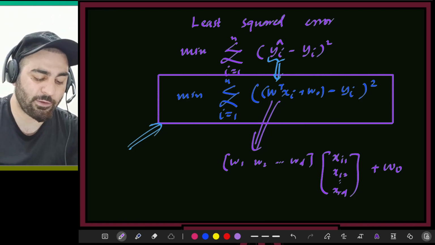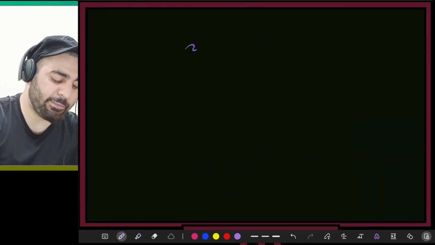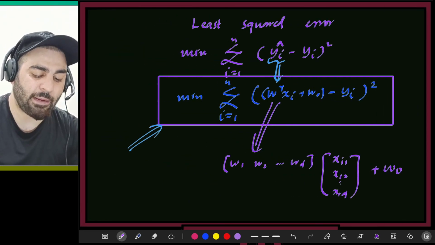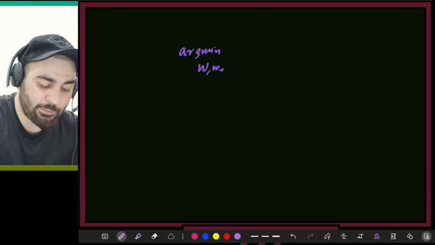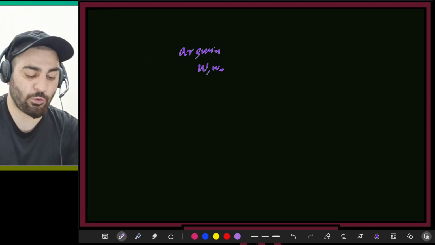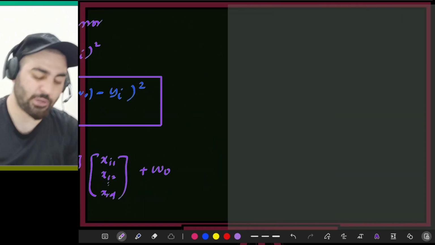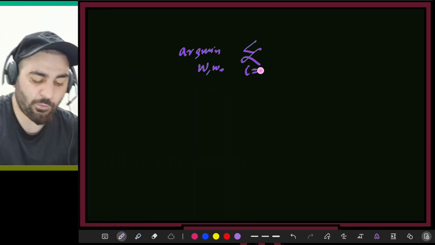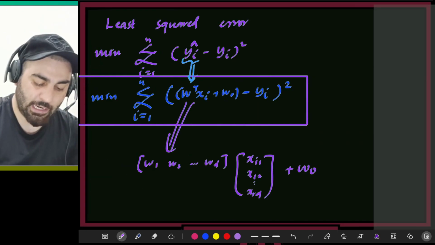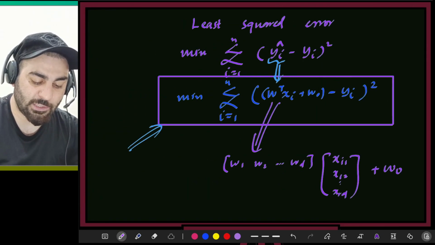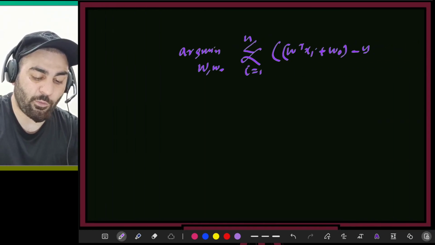We'll write something like this: argmin, minimize this. Argmin on w, because we can only find this w and w naught. We'll find this w and w naught such that this thing is minimized. That's the meaning of argmin. So I'll write argmin of the summation of i goes from 1 to n, of (w transpose xi plus w naught minus yi) whole square.